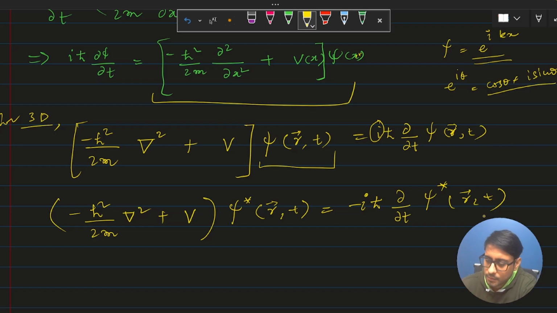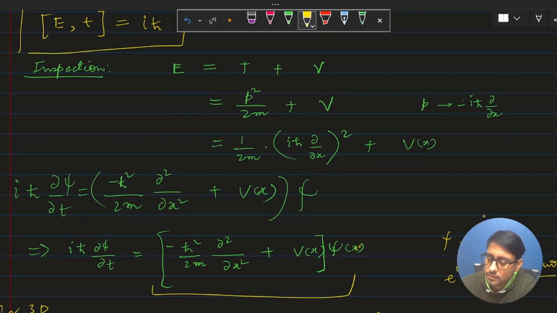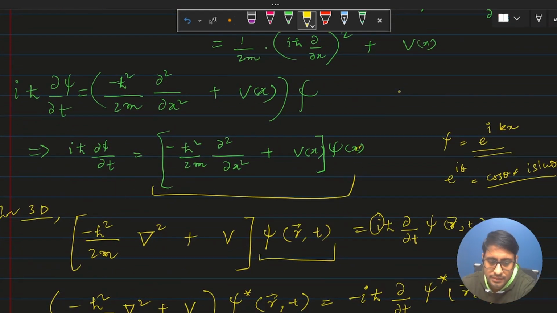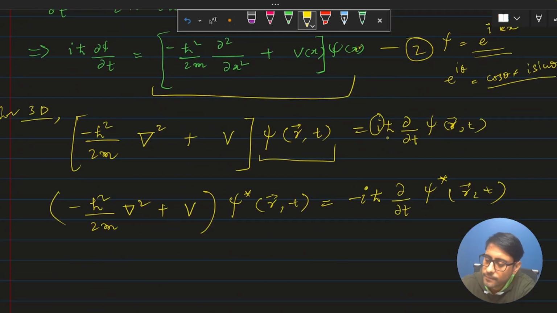Let's give some numbering to these equations, because the numbers can increase. So let's call this equation number 1. Then this Schrödinger equation we wrote, this is equation number 2, and then what we have got before the conjugation, this is equation number 3 and this is equation number 4.